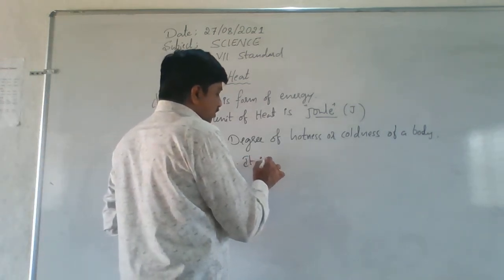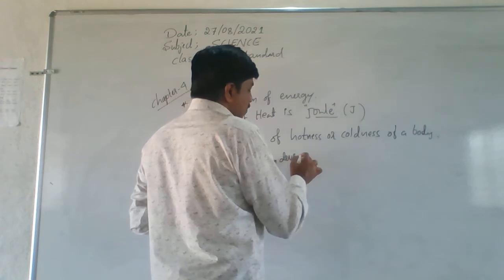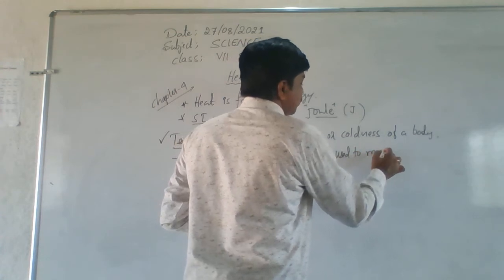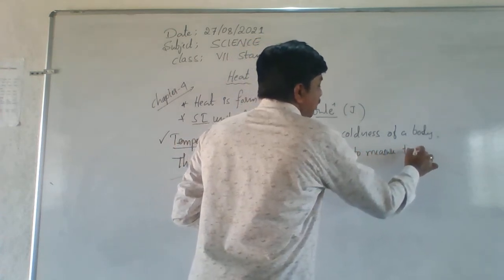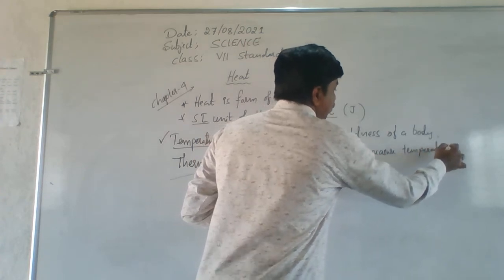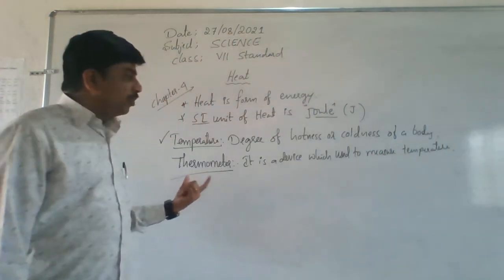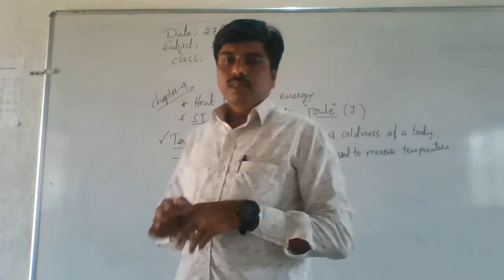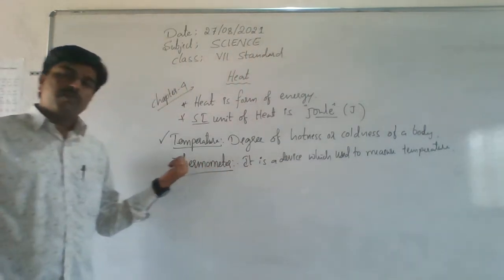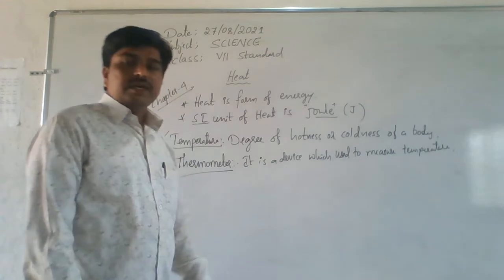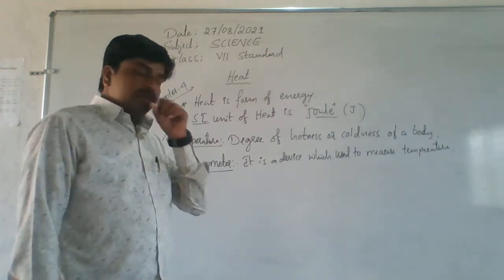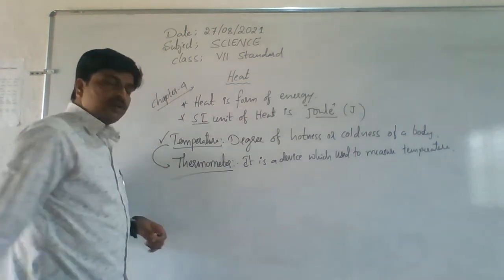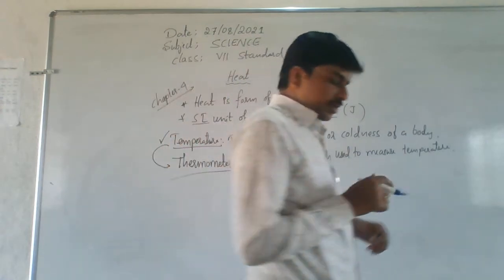It is a device which is used to measure the temperature of a substance or body. Understand, students? Thermometer is a device which is used to measure temperature of a body or substances. Clear or not? Okay. So to measure temperature, we need a device that is called thermometer.